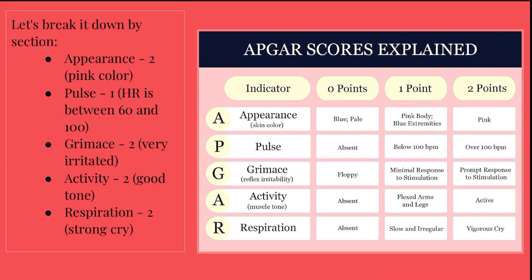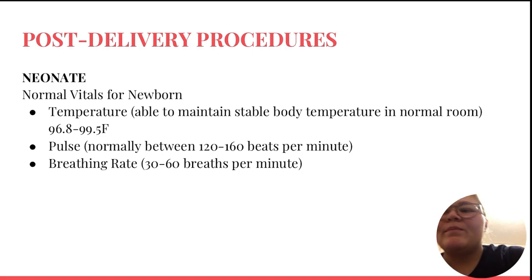Activity is good, moving the arms very well with good muscle tone. So baby gets a 2. Respiration. Whenever you stimulate, it has a very strong, vigorous cry, so baby gets a 2. So the total Apgar score for this newborn will be a 9. All right.